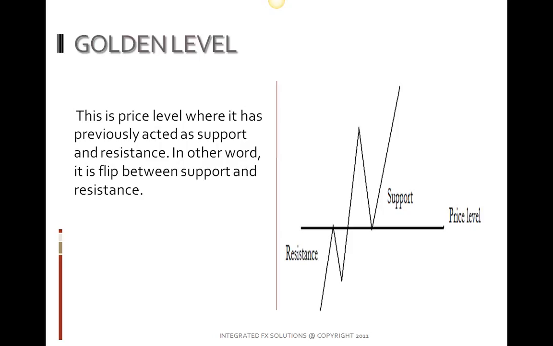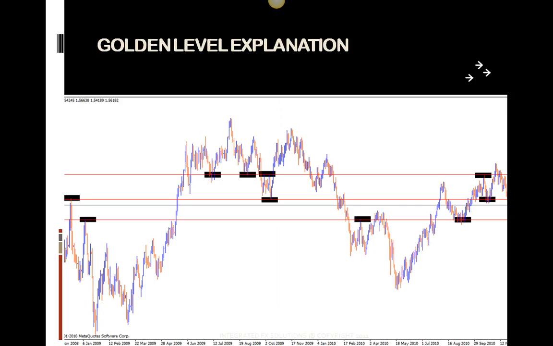Once a golden level is established, most likely price will come and retest it, or there will be a reaction at that level, and we can take advantage of that for placing high probability trades. Let's go on to charts and see golden levels and how important they are to determine where to place a safe entry. Looking at the chart, I have three levels.